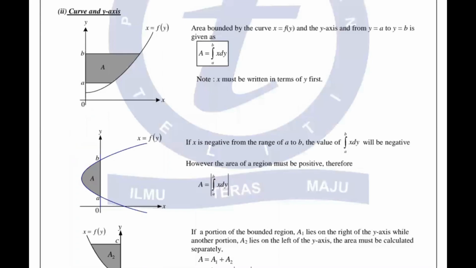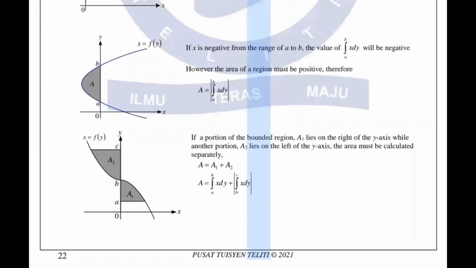So whatever I've said is already written here. Look at this one. The first one, the formula. Second one is if it's negative. And third one, if part of it is on the right, part of it on the left, just integrate separately. Modulus or put a negative in front for the one that's negative.